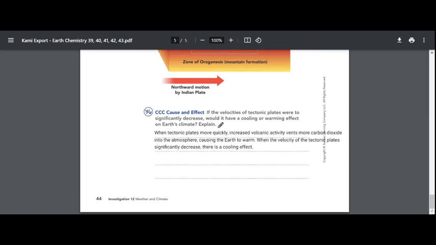And so if the velocities of tectonic plates were to significantly decrease, would it have a cooling or warming effect on Earth's climate? Explain. So when tectonic plates move quickly, increased volcanic activity vents more carbon dioxide into the atmosphere, causing the Earth to warm. When the velocity of the tectonic plates significantly decreases, there is a cooling effect.